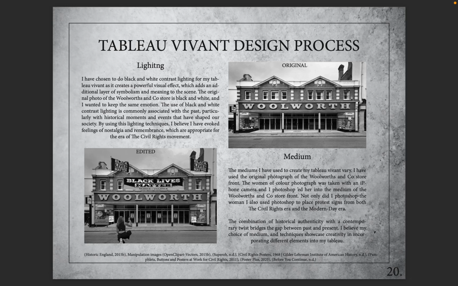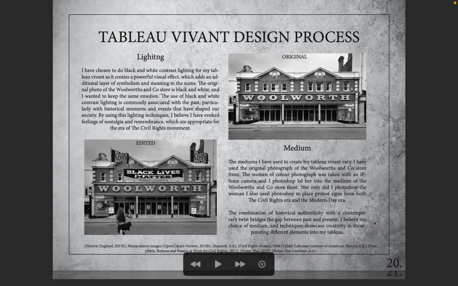The original photo of the Woolworths & Co. store is black and white, and I wanted to keep that same emotion. The use of black and white contrast lighting is commonly associated with the past, particularly with historical moments and events that have shaped our society. By using this lighting technique, I believe I have evoked feelings of nostalgia and remembrance, which are appropriate for the era of the civil rights movement.